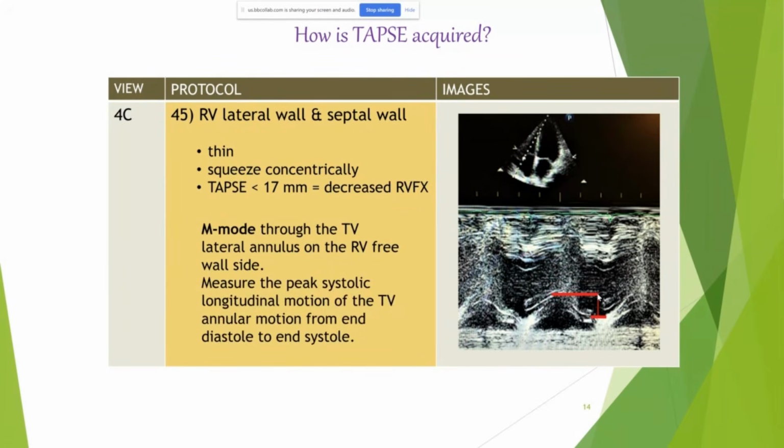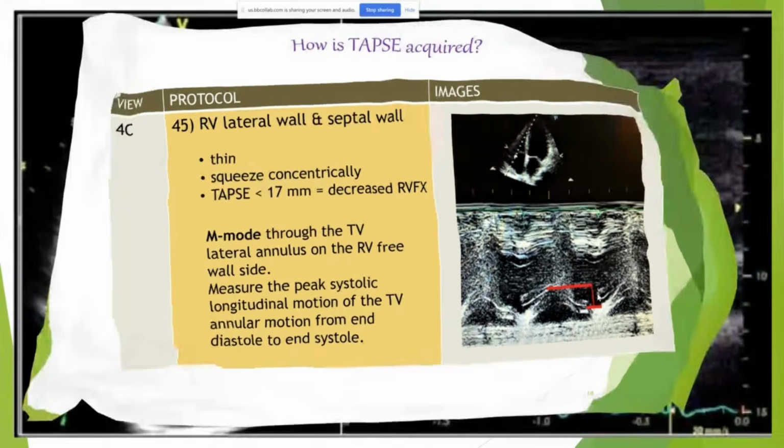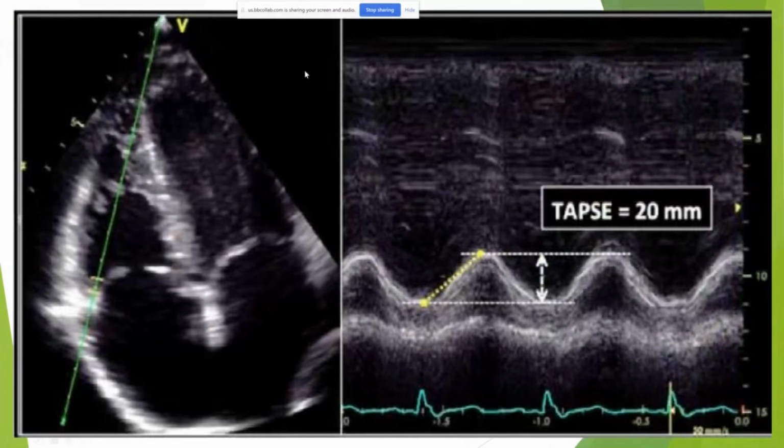This is just me giving you an explanation that I have already given you. So right here, the lateral annulus of the RV free wall, that's where you're going to put the cursor and turn on M mode. Remember, the slope is not what you care about. The length is what you care about from end diastole to end systole. This person has 20 millimeters or 2.0 centimeters.